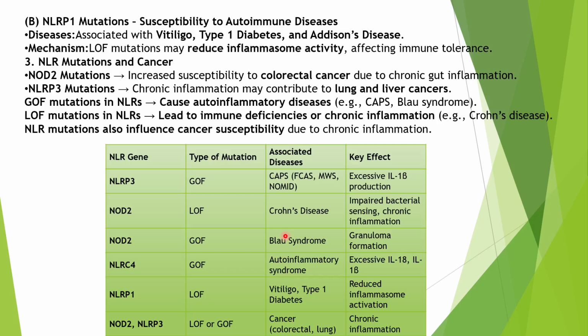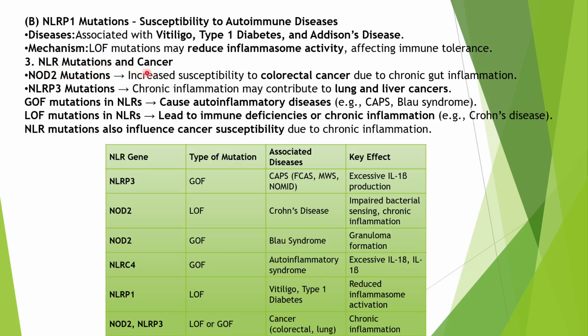Then NLRP1 mutation. This leads to susceptibility to autoimmune diseases. So diseases like vitiligo, type 1 diabetes, Addison's disease, all these are also related to your NLRP1 mutations. So loss of function mutation may reduce inflammasome activity, affecting the immune tolerance. So as much as recognition of foreign is important, immune tolerance is also important. So because of loss of function mutation, immune tolerance also gets affected.